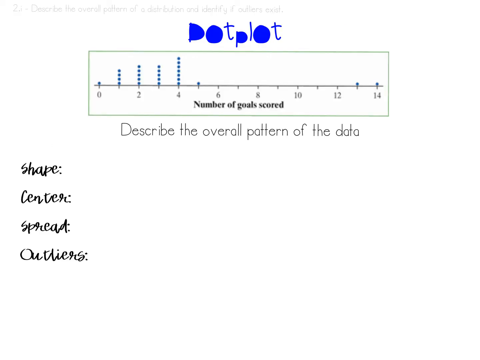Alright, so go ahead and pause the video and see if you can describe the shape, the center, the spread, and whether or not there are outliers, and if so, which ones.